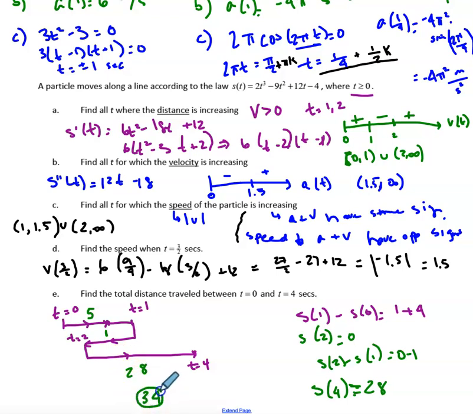Okay, if we had been asked for displacement, we would have taken the ending position of 28 minus the starting position of negative 4, and the net change in position would have been just 32. But what happened was that this particle backtracked by 1 here. So it went 1 to the left and had to recapture that 1 to the right. So total distance traveled was 2 more than net displacement would have been.